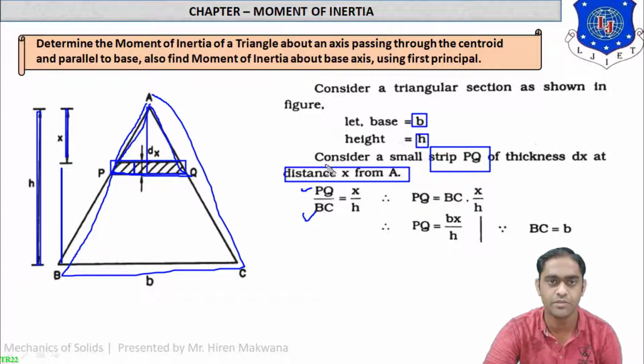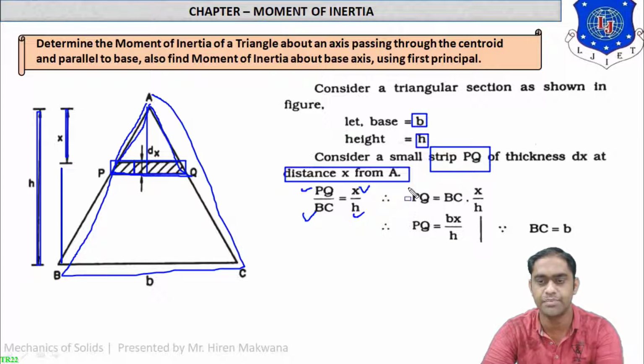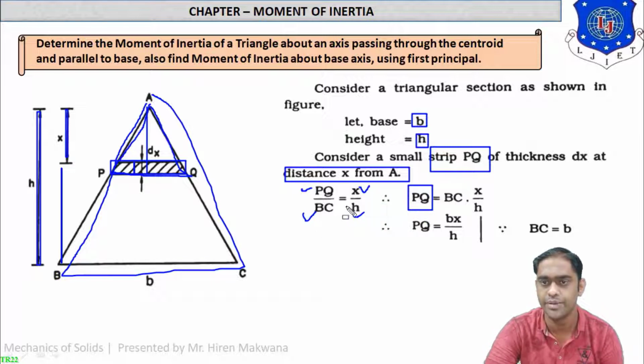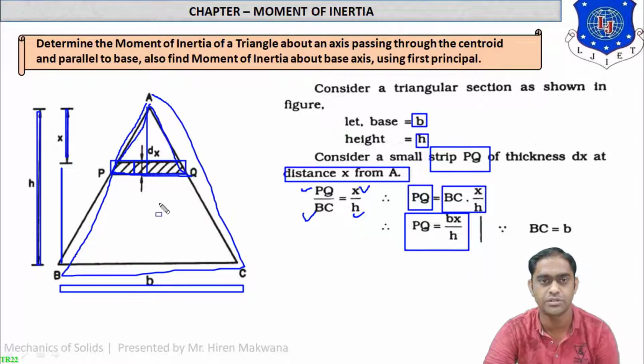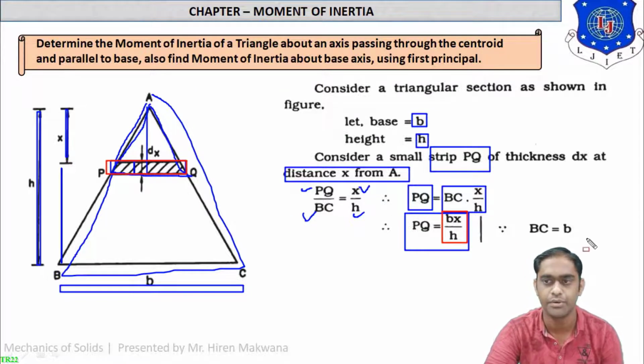Now what is the height of the smaller triangle? That is equal to x. And what is the height of the bigger triangle? That is equal to h. Now make PQ the subject. So PQ will give you BC into x by h, by cross multiplication. Now what exactly is BC? BC is the base of the triangle, which is equal to b. So replace BC with b. The answer for PQ will be bx by h. What is PQ? It is actually the strip width. So the width of the strip is equal to bx by h.